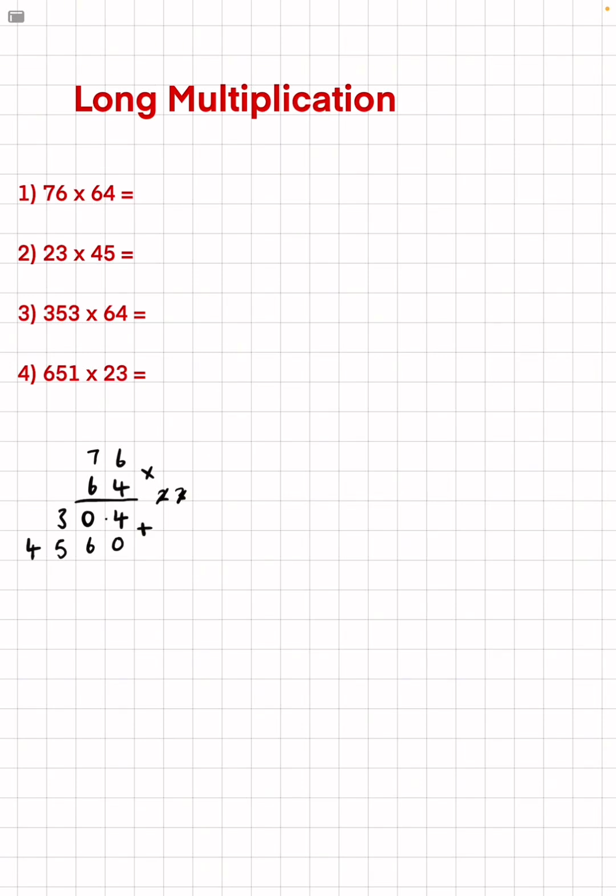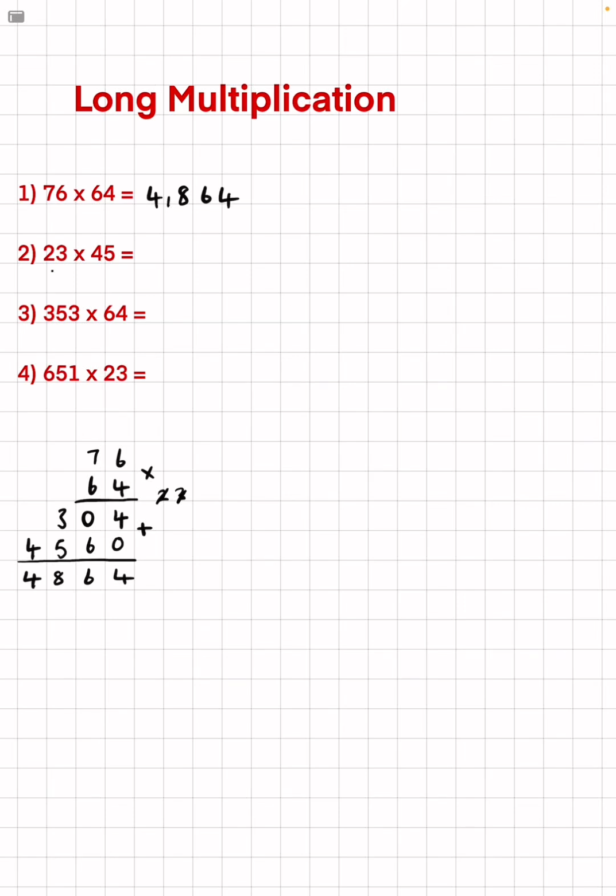To get the answer, we're going to add these two numbers together. 4 add 0 is 4. 0 add 6 is 6. 3 add 5 is 8. And 0 add 4 is 4. So the answer is 4,864.